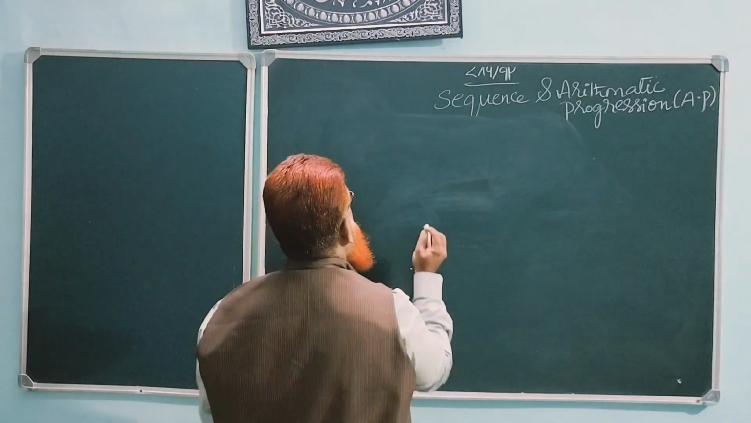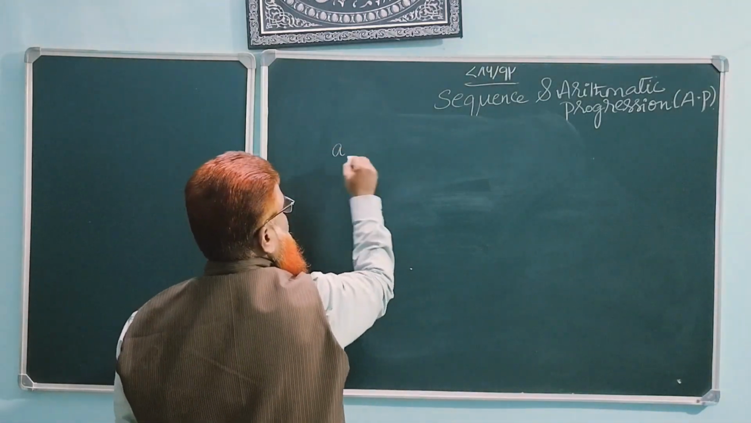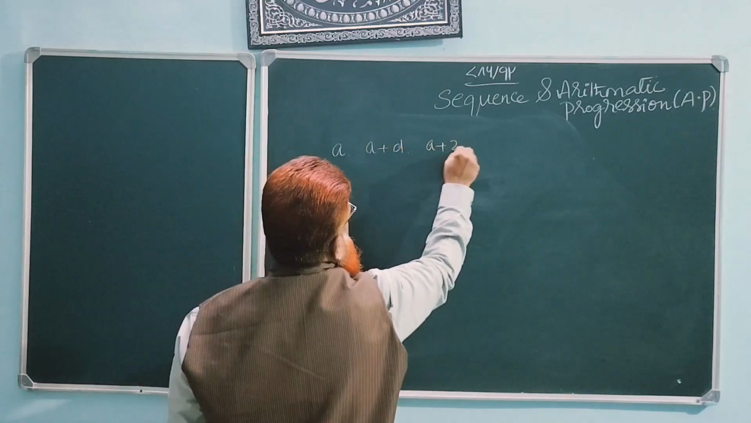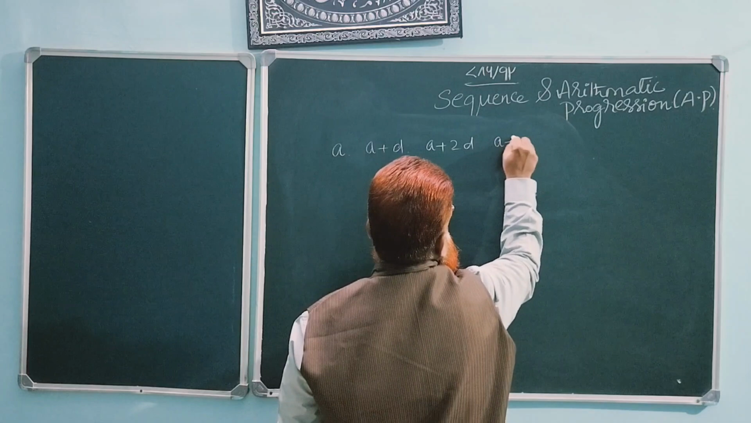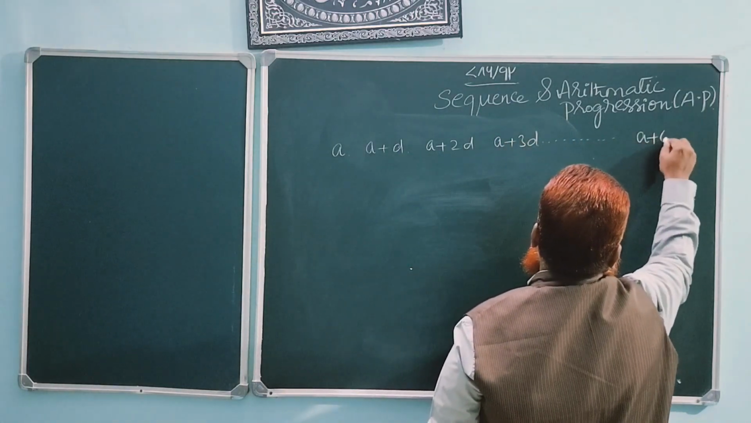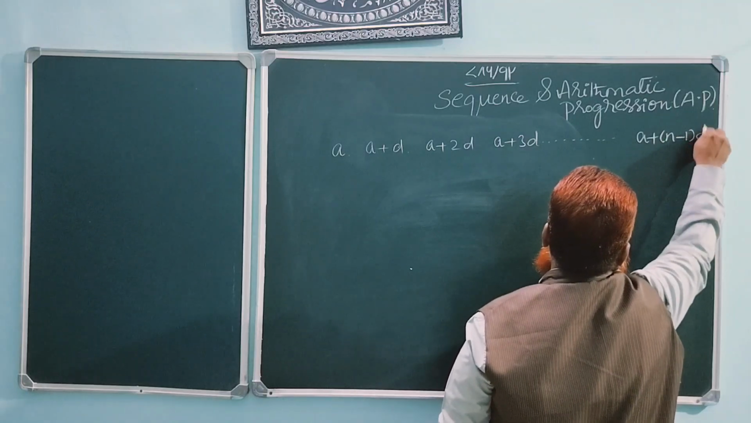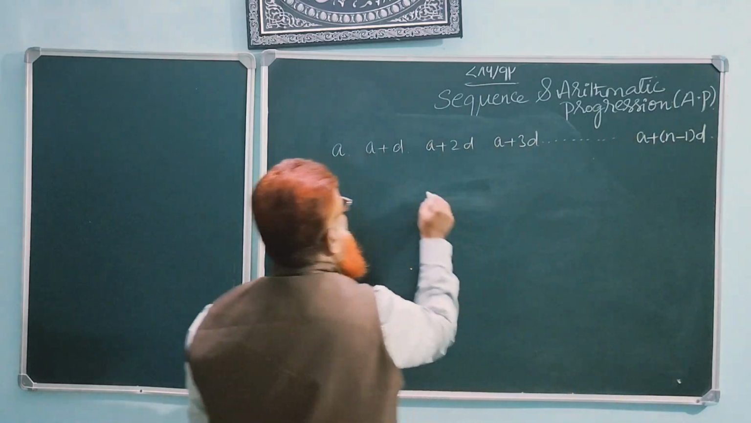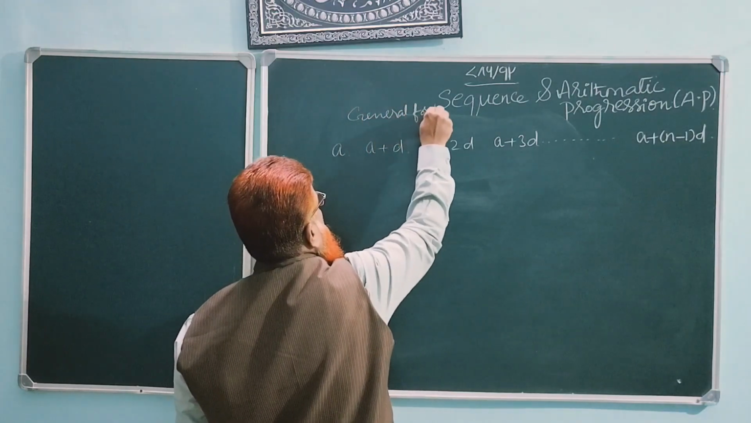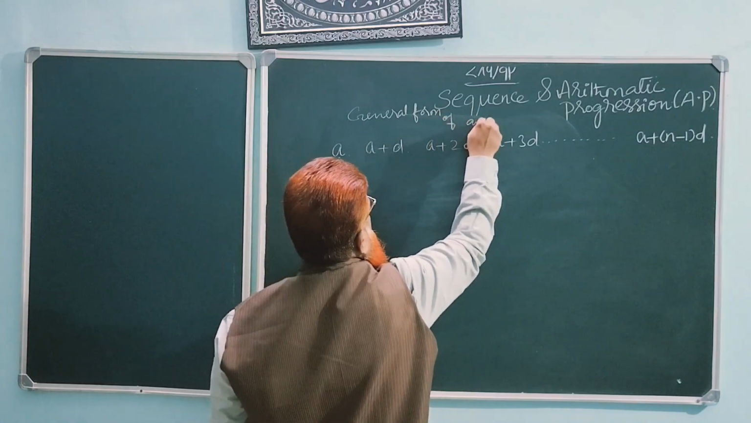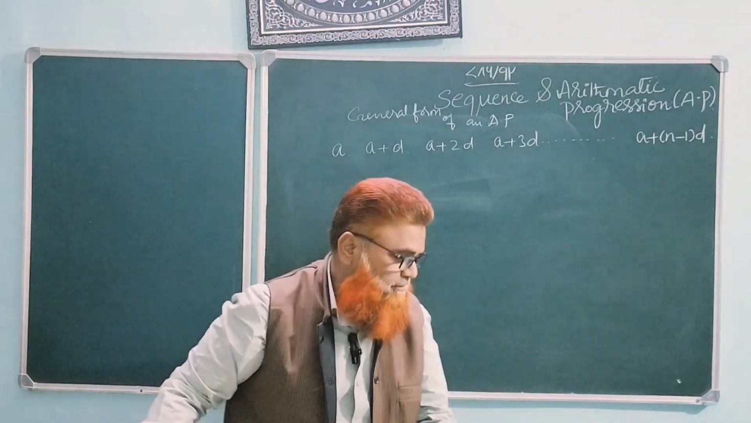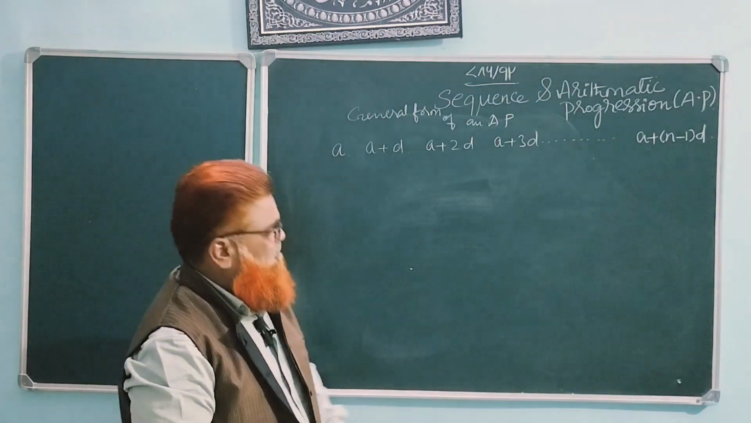Okay. Now, A is the first term, A plus D, A plus 2D, A plus 3D, etc., A plus (n minus 1) into D. This is the general form of an arithmetic progression, the general form of an AP. AP stands for arithmetic progression. Okay. This is the general form.